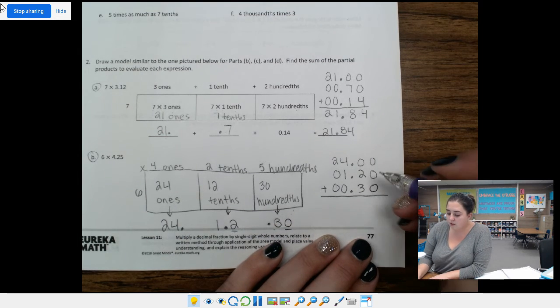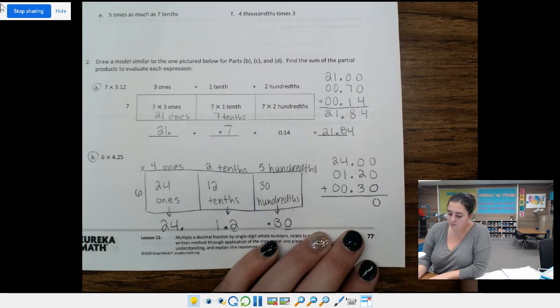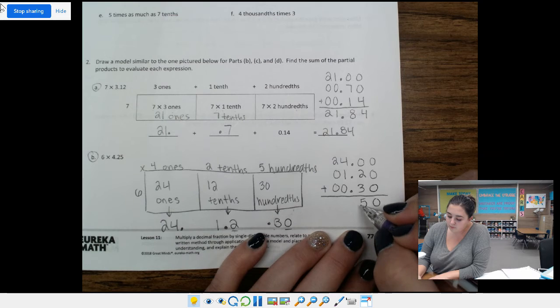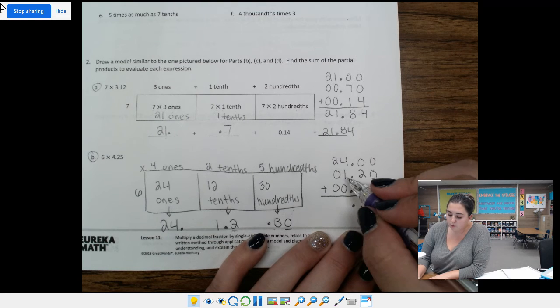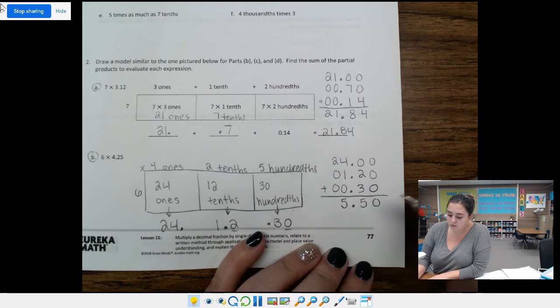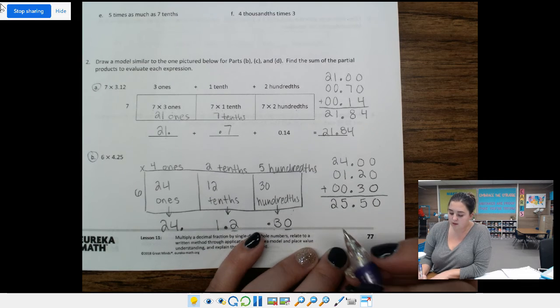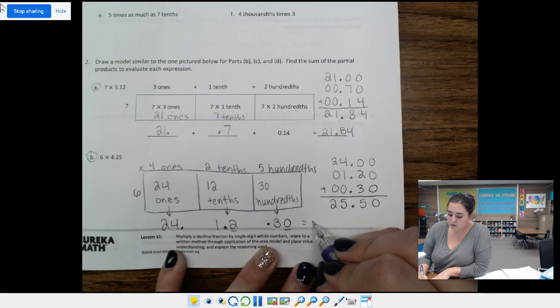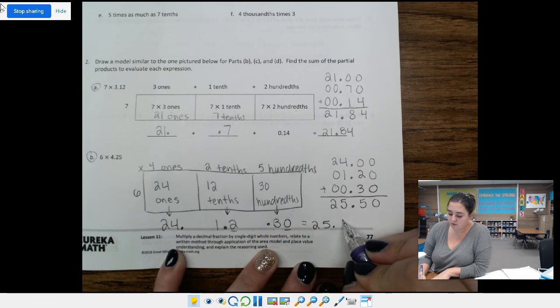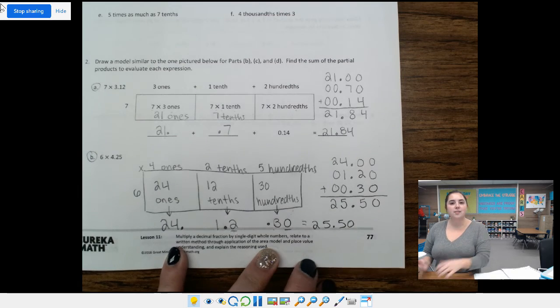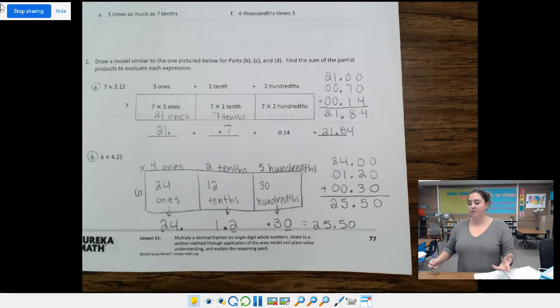So hundredths, I have 0. Tenths, 0 plus 2 plus 3 would be 5. 4 plus 1 plus 0 is 5. 2 plus 0 plus 0 is 2. Our answer for this would be 25 and 5 tenths, or 50 hundredths. Same thing. How'd you do?